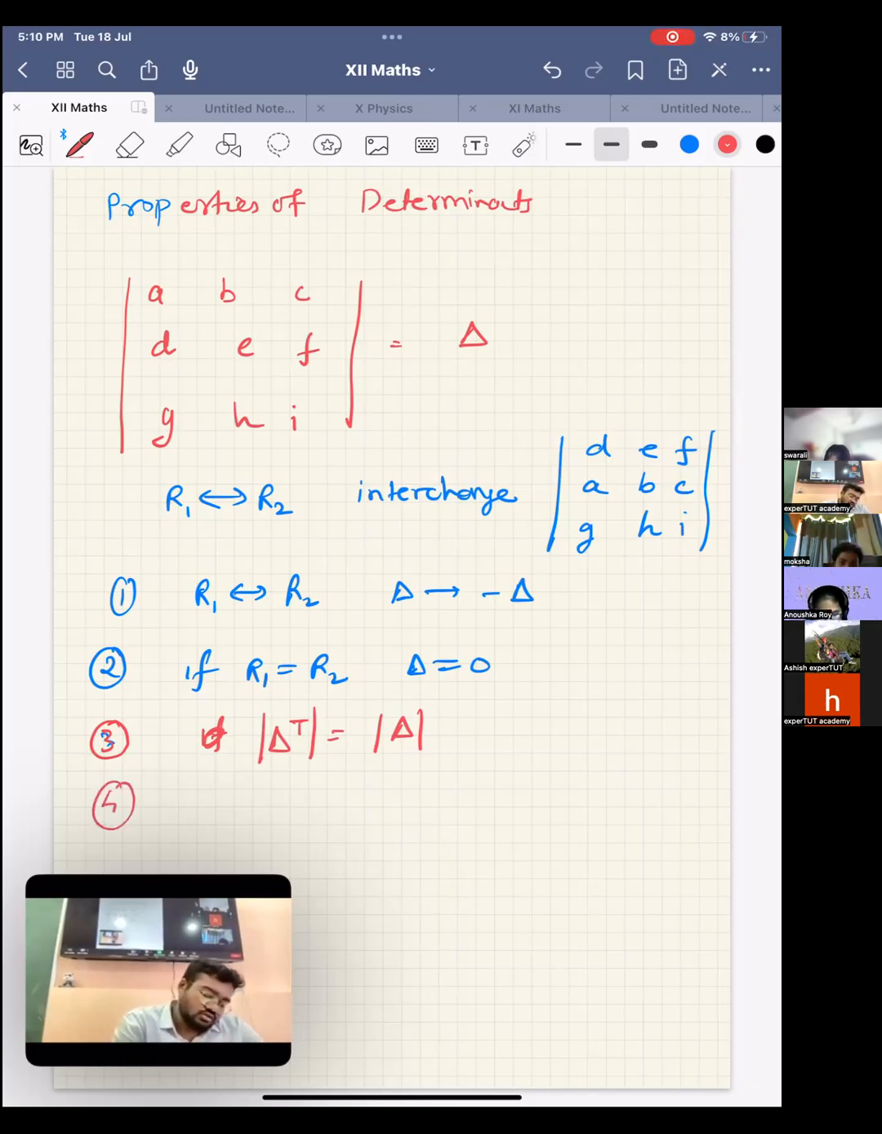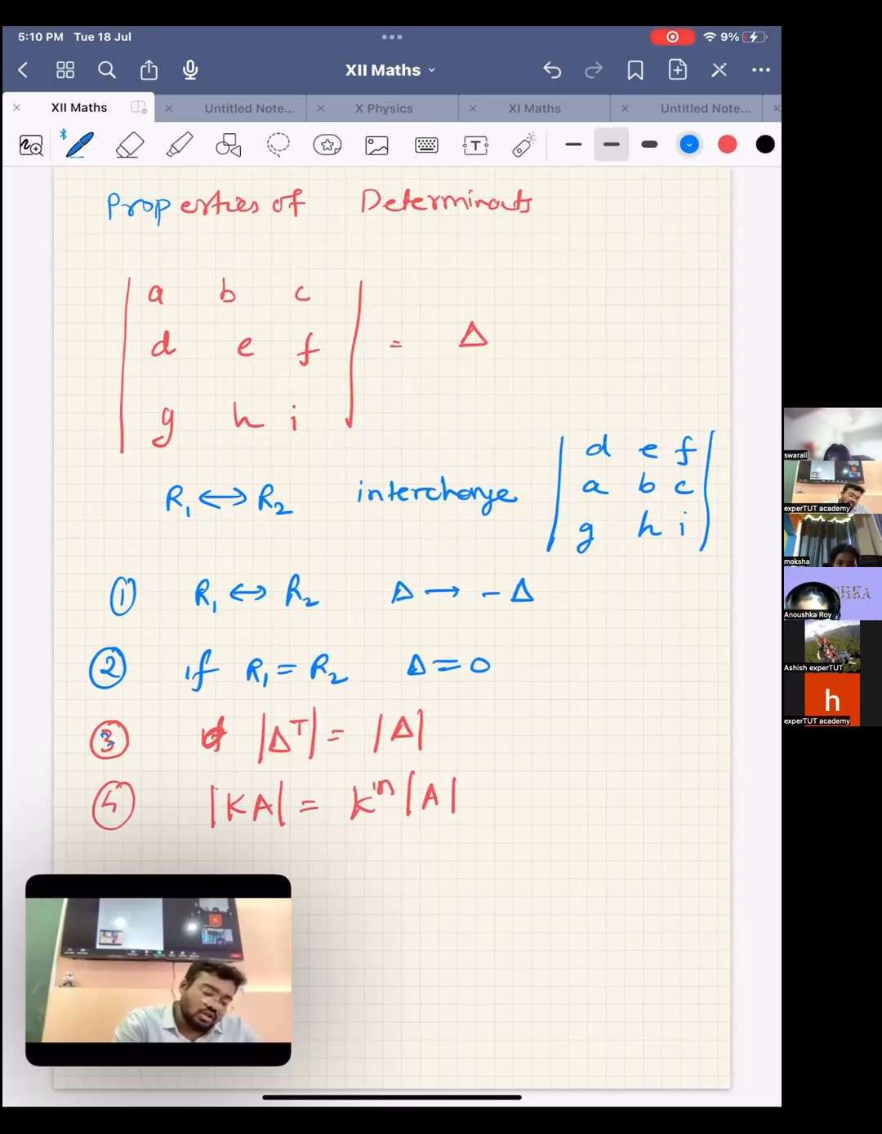Fourth, K into A, that means you multiply every element of the determinant. So if you multiply a matrix, the determinant of K times A is K power n times determinant A, or delta. What is the meaning of this? N is whether it's a 2 by 2 matrix or a 3 by 3 matrix.